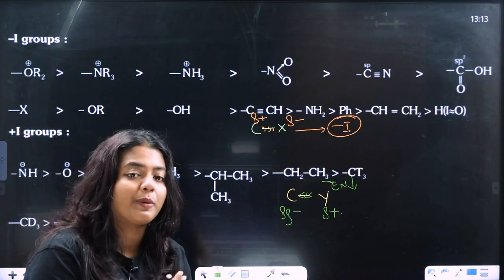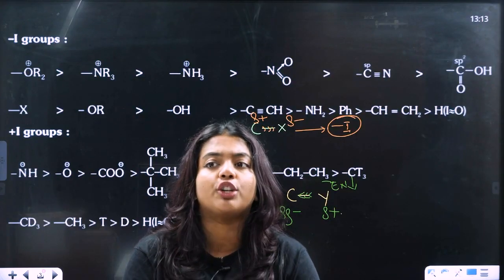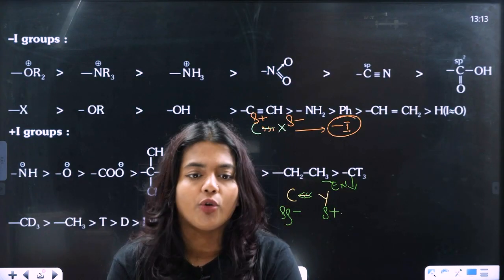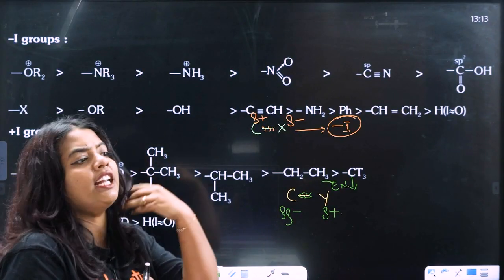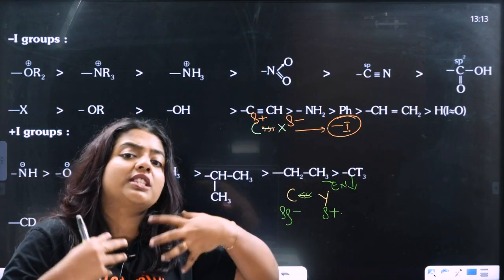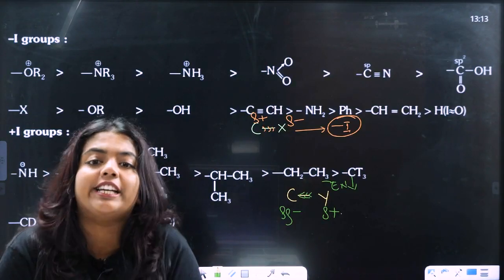In the other case, plus I groups are the ones which will be giving the electrons. You know they give because they have a lot of electrons, which means they are termed plus I groups. They are rich in electrons, which means they will be having the negative charge, right?